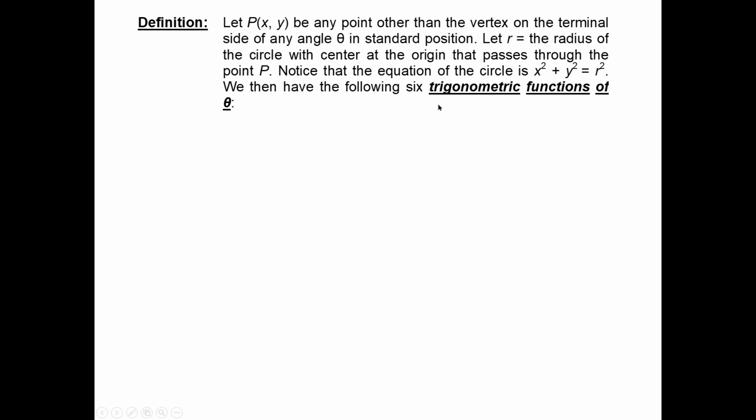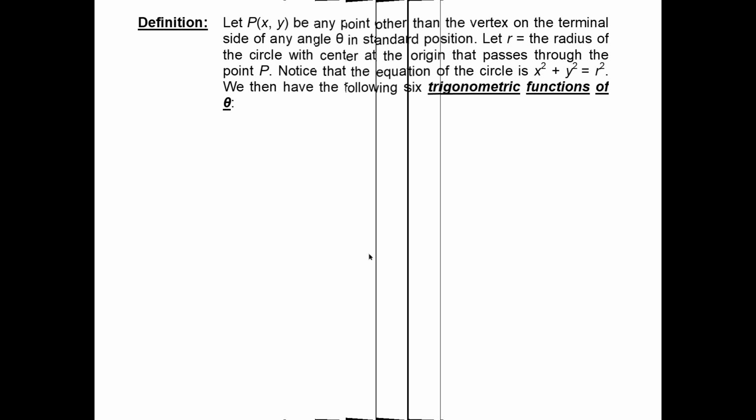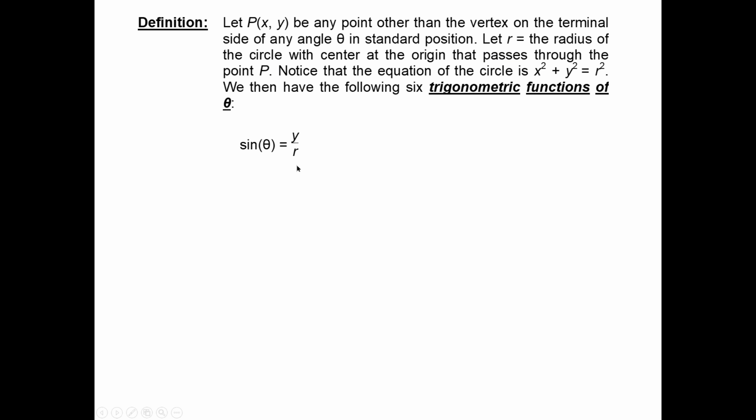We then have the following 6 trigonometric functions of theta. Sine of theta is equal to y over r. Cosine of theta will be x over r. Tangent of theta is y over x. Okay, this is still like opposite over hypotenuse, adjacent over hypotenuse, opposite over adjacent.